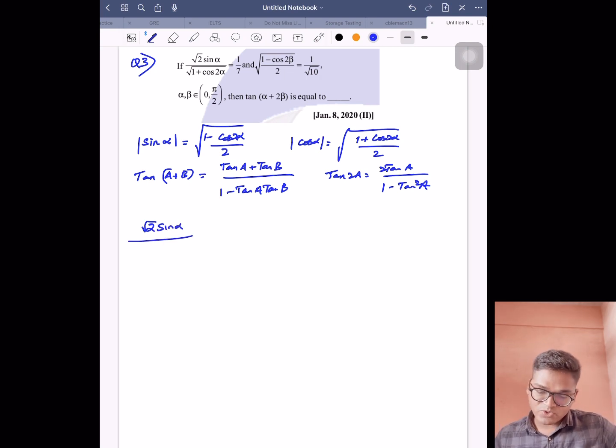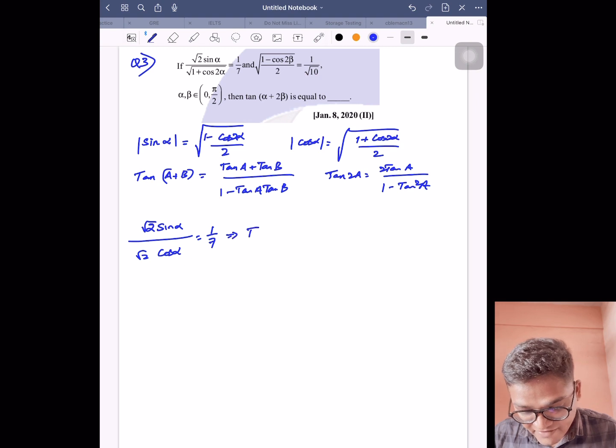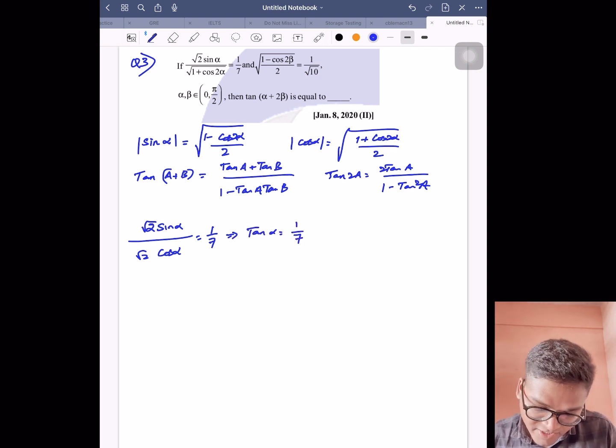first one, root 2 sine alpha divided by root of 1 plus cos 2 alpha, can I write it as root 2 mod cos alpha? Right? See, since alpha beta are in 0 to pi by 2, what does that mean? They are acute angles. So if they are acute angles, cos alpha is positive. So I can remove the modulus and I can write it as cos alpha equal to 1 by 7. That means what is given here? Tan alpha value is given to you. It's 1 by 7.